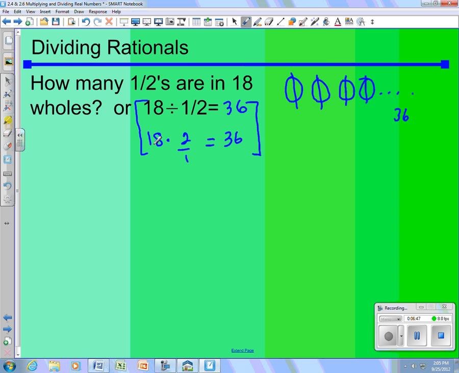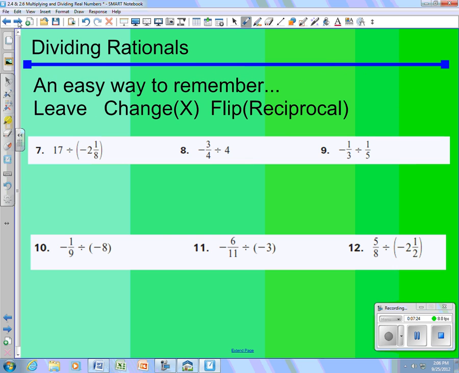But someone noticed a pattern that if we leave the first number, change the division to multiplication, and flip the second number, and this has a name in math, it's called the reciprocal, or if you look in your book, they call it the multiplicative inverse, big word, that you will get the same answer. So for us, it's important because every time we have a dividing fraction problem, we're really going to change it to a multiplication problem. Otherwise, we kind of have to draw a picture in order to figure it out. Nobody really wants to do that. So let's look at this in some examples.